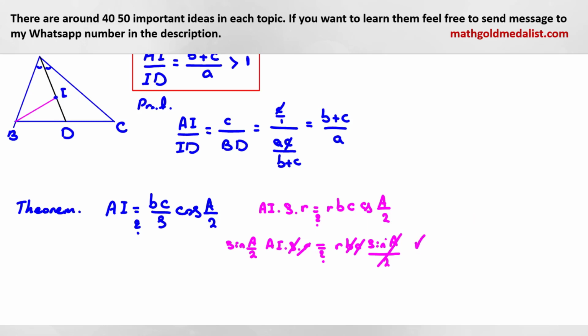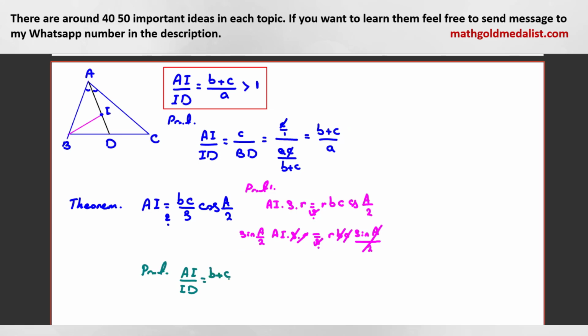Yes, completely correct. Let me tell you another approach, proof 2. We proved that AI over ID is what? (B plus C) over A. Exactly. But do you agree we know AD is what, right? Yeah. So we can write AI over (AI plus ID), right, is equal to what?